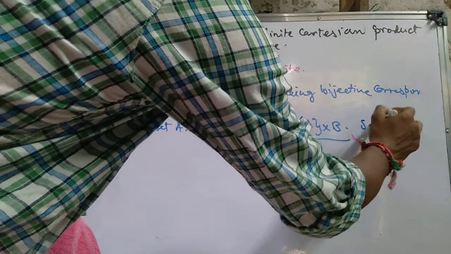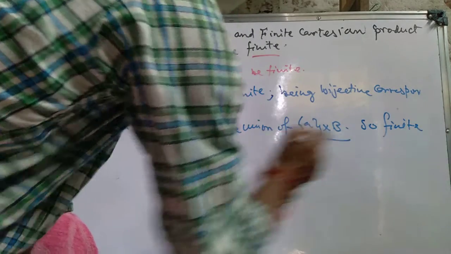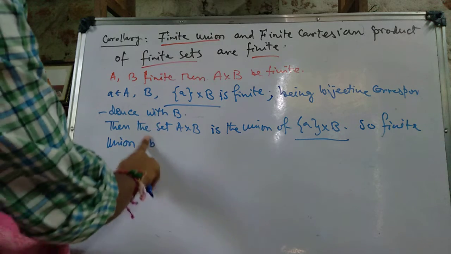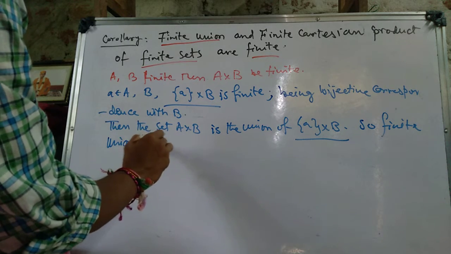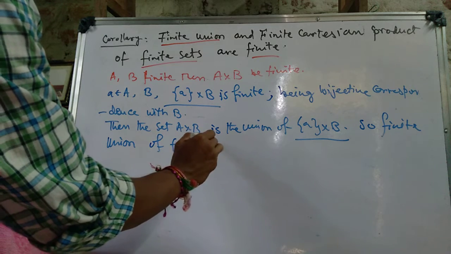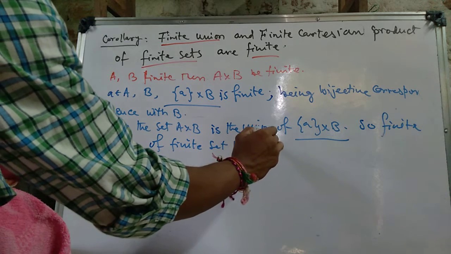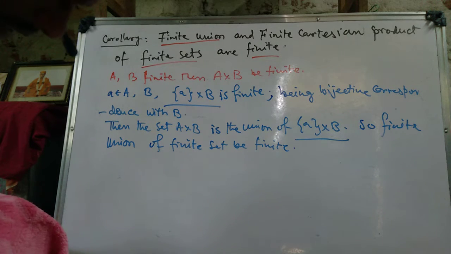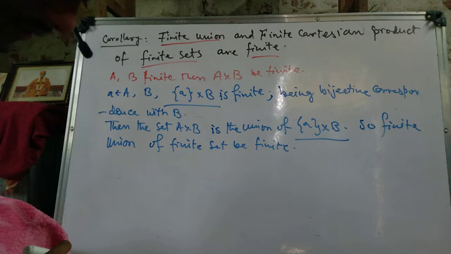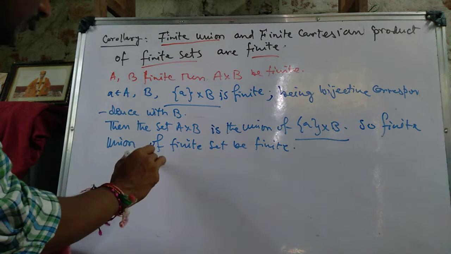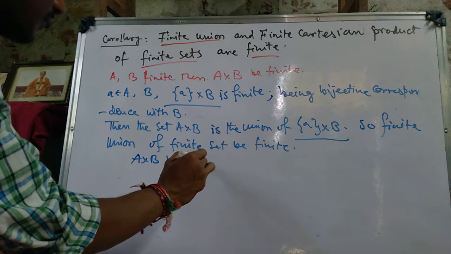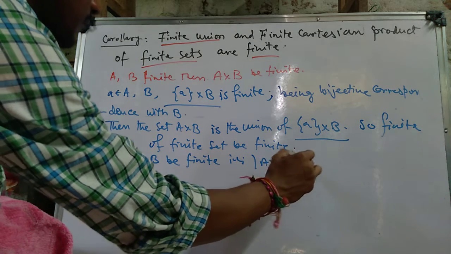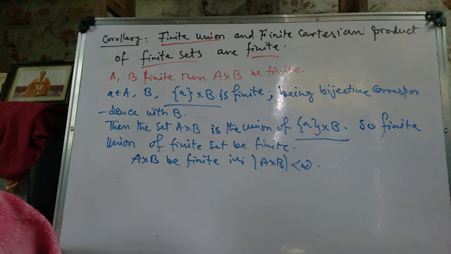So a finite union of finite sets is finite. Then A Cartesian product B is finite. That is, the cardinality of A Cartesian product B is less than infinity.